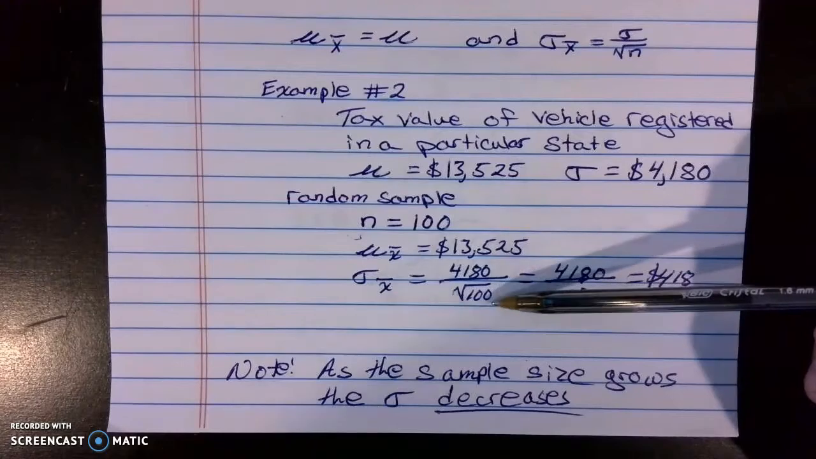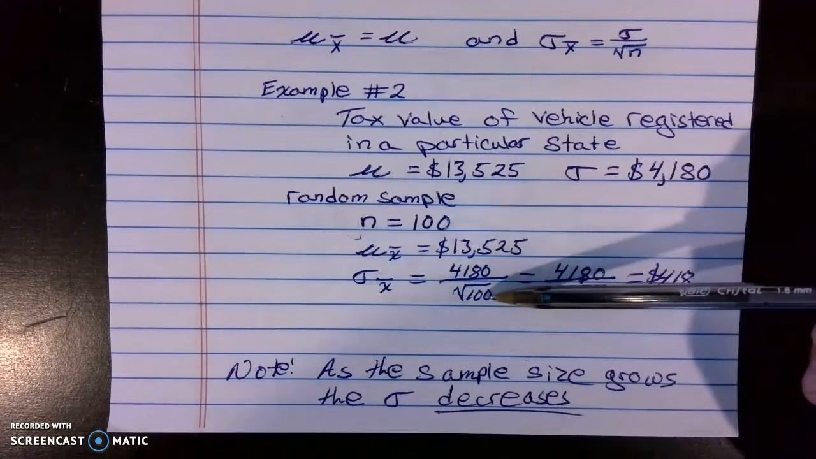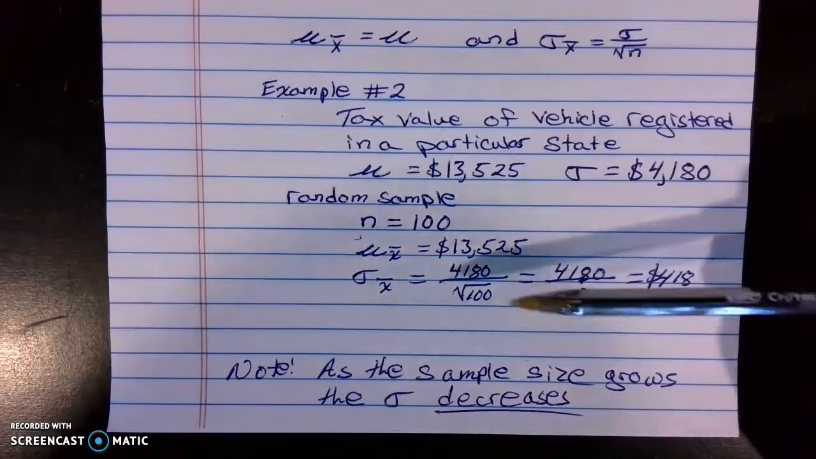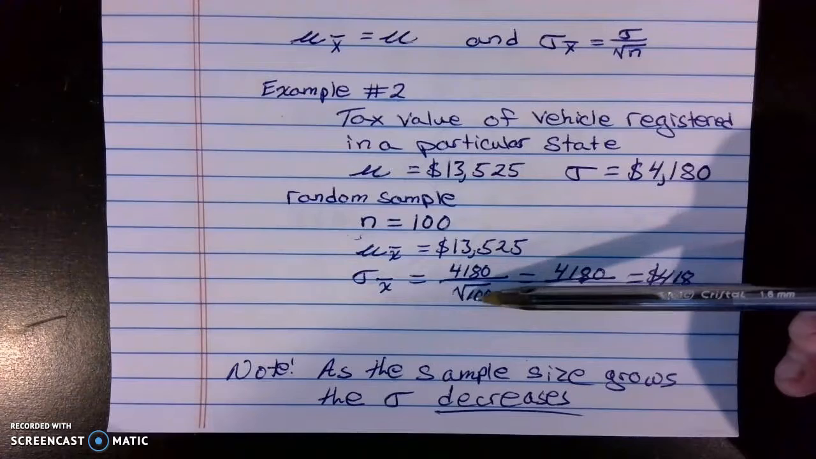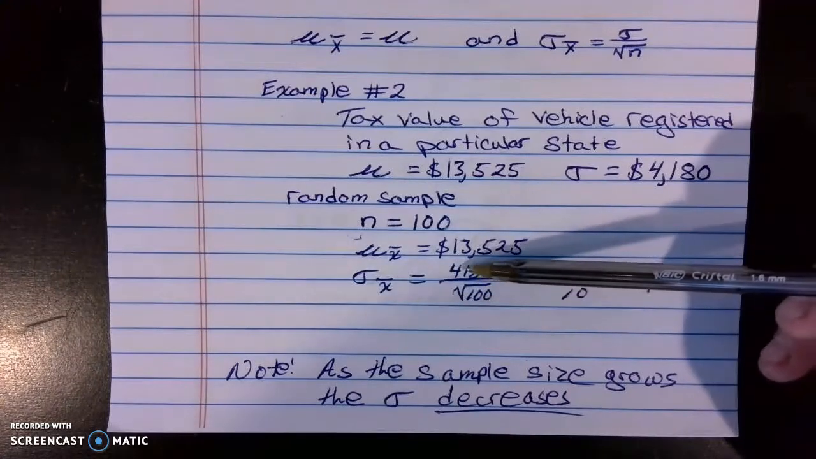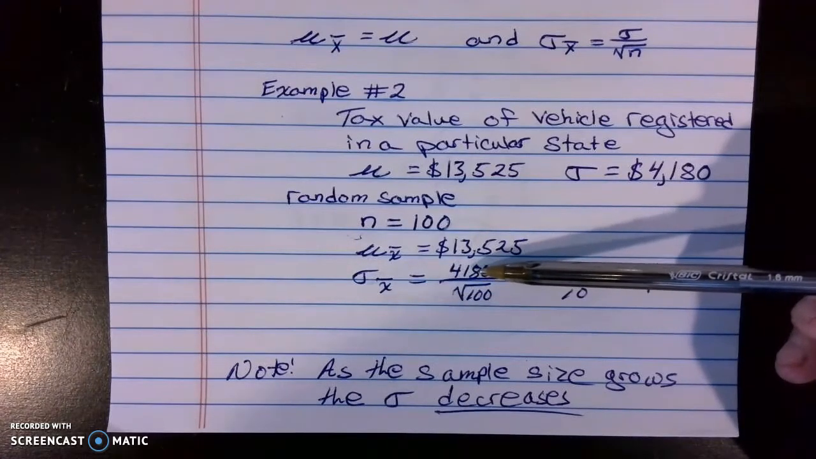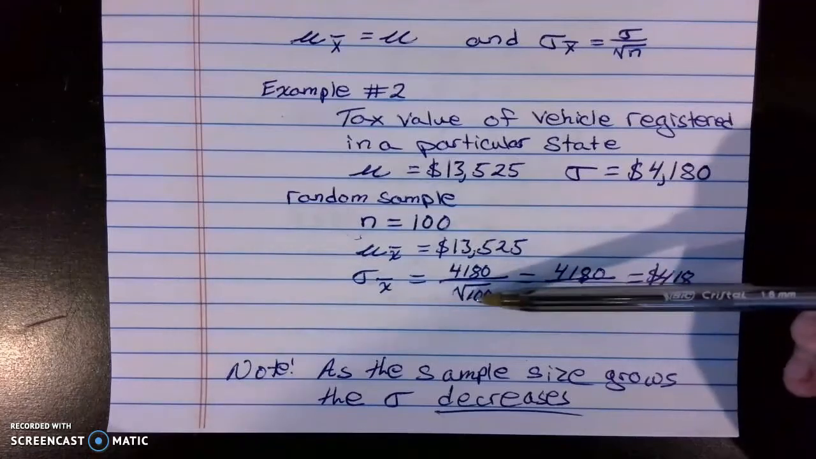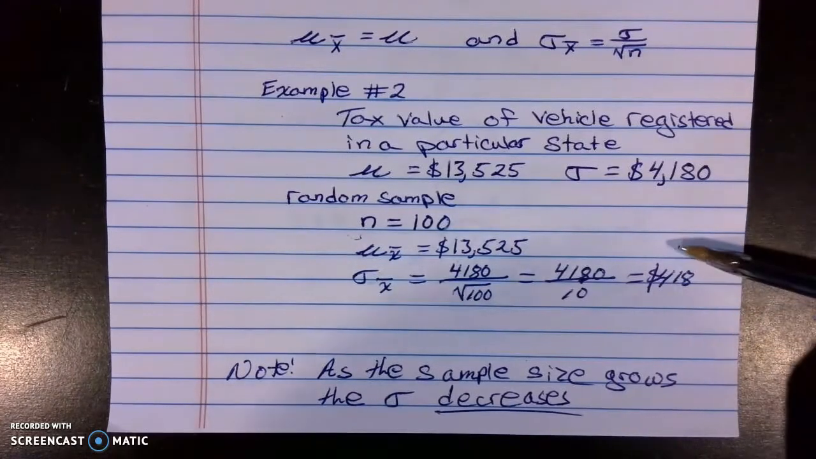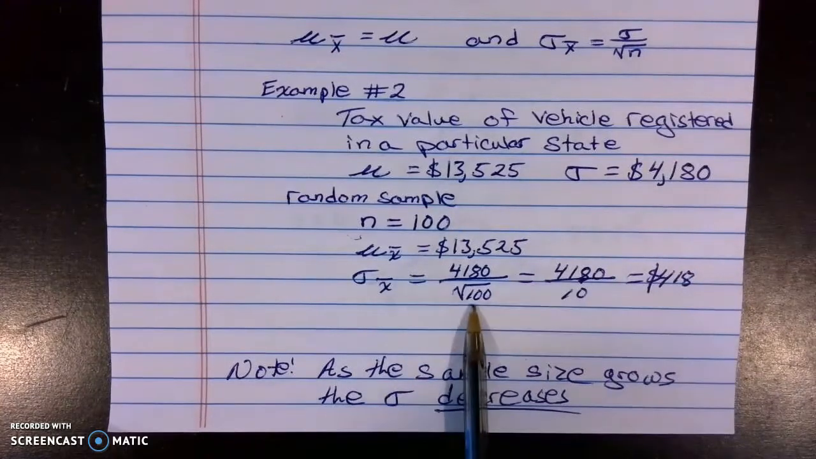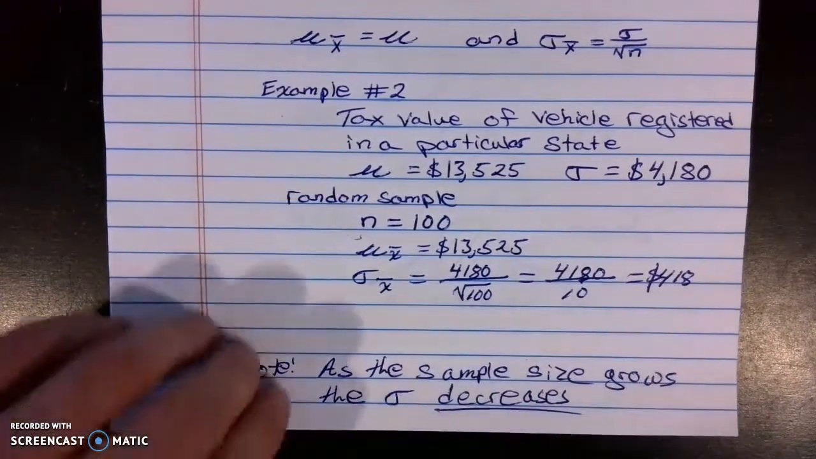If we were to expand this number, say it became 225. I chose 225 because it's a perfect square, right? The square root of 225 is 15. And so 15 is obviously larger than 10. So if I'm going to divide 4,180 by either 10 or 15, obviously the value over here is going to be smaller if it's divided by 15. So as my sample size grows, the standard deviation is going to decrease. Okay.